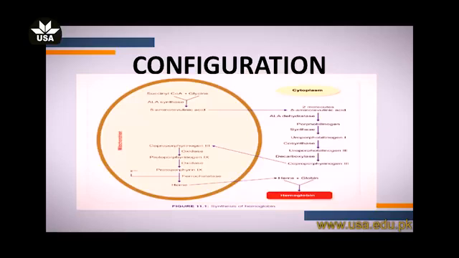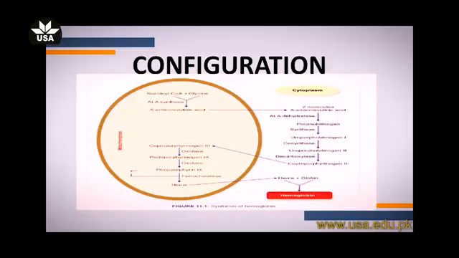Adult hemoglobin contains 2 alpha chains and 2 beta chains. Fetal hemoglobin contains 2 alpha chains and 2 gamma chains. Now let us discuss the configuration of the hemoglobin. Each polypeptide chain combines with 1 heme molecule. Thus, after the complete configuration, each hemoglobin molecule combines 4 polypeptide chains and 4 heme molecules.